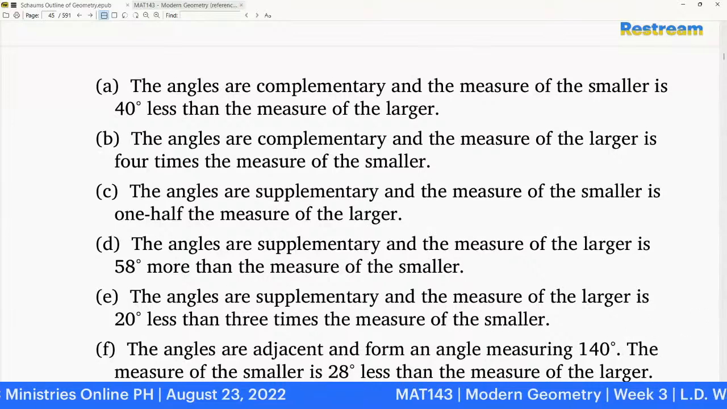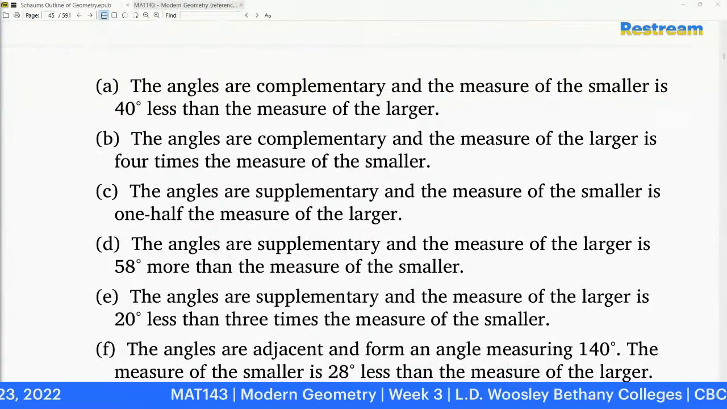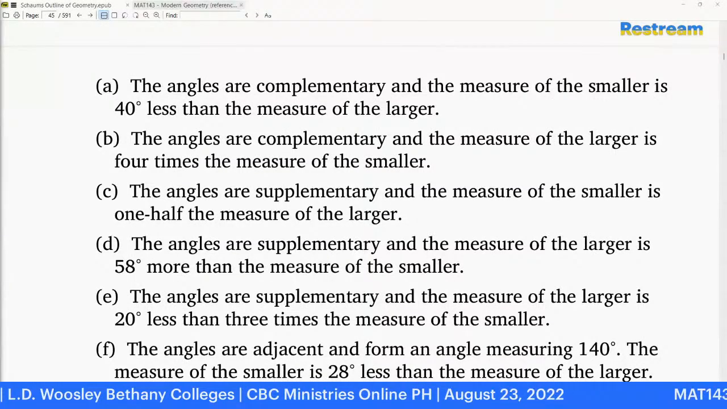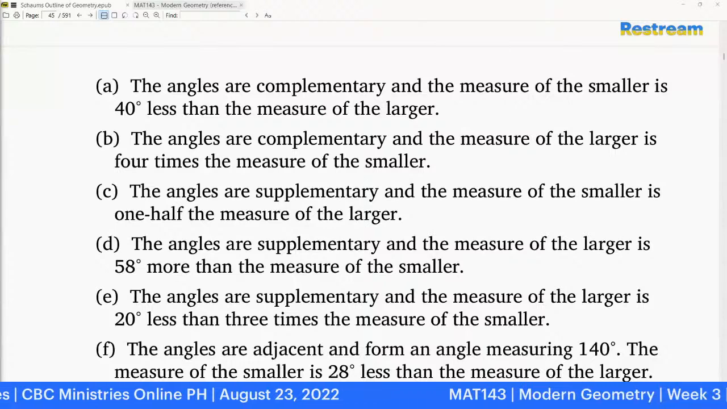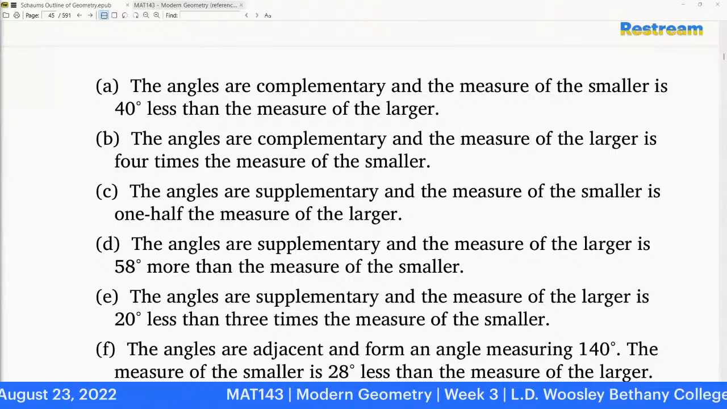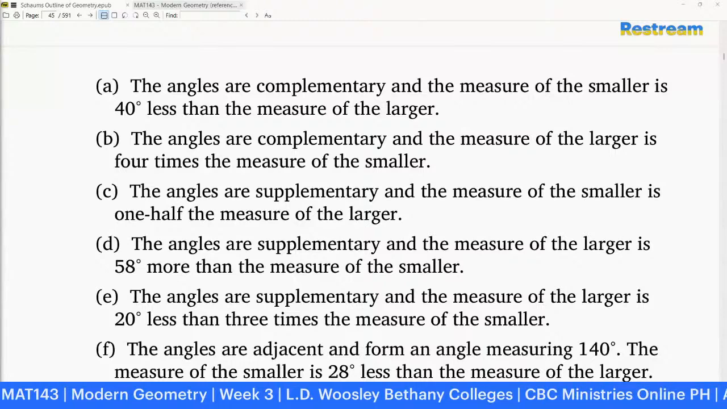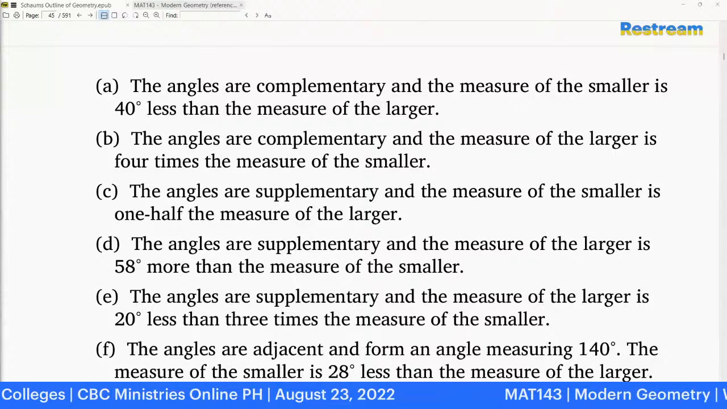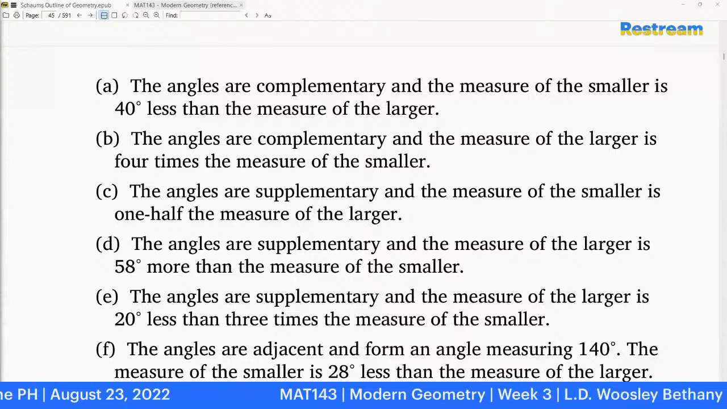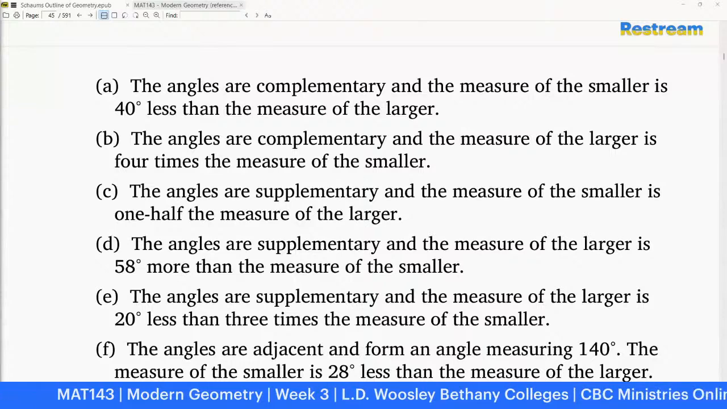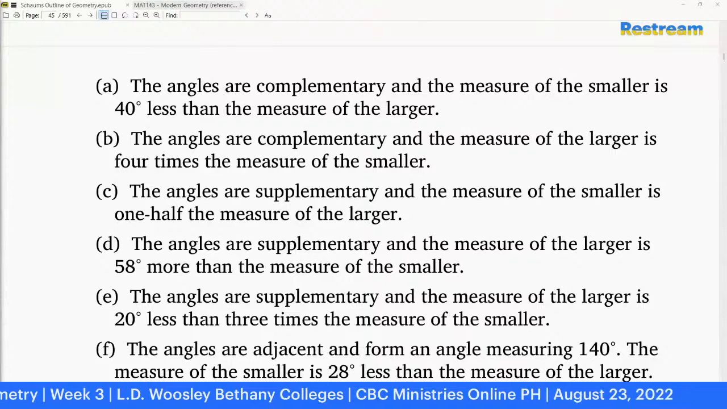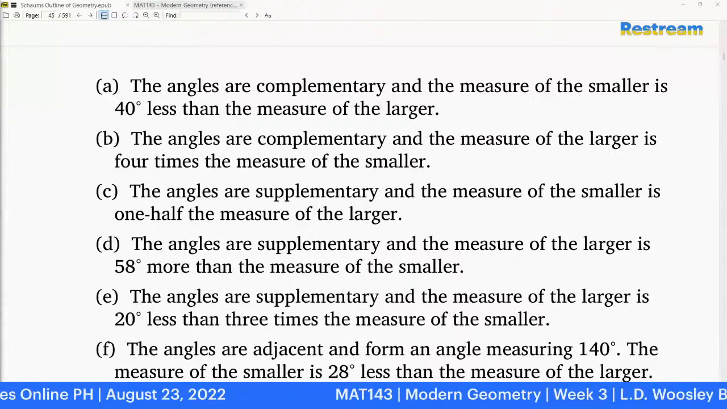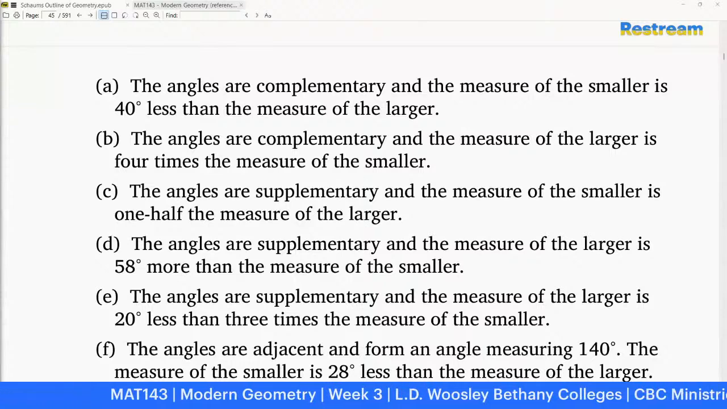So, difference 28, so it's 56 and 84, correct? Next, Gillian. Letter C, 120 and 60. Okay, correct. Letter E, 50 degrees and 130 degrees. Okay, correct. So, C supplementary, smaller is half of the larger. So, that's obvious, 60 and 120. And then, for letter E, supplementary, and the larger is 20 less than 3 times. 3 times 50 is 150 minus 20 is 130. Correct.